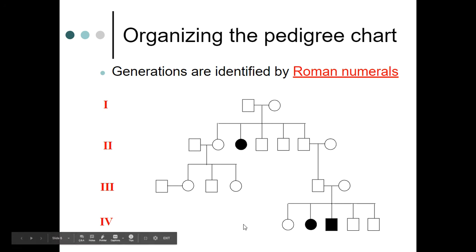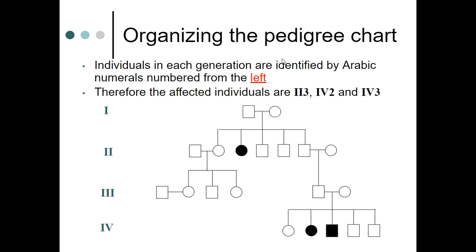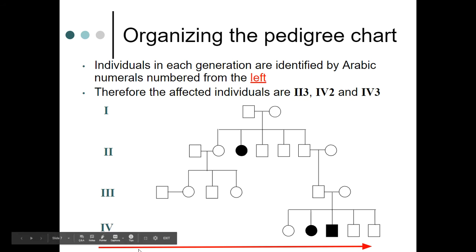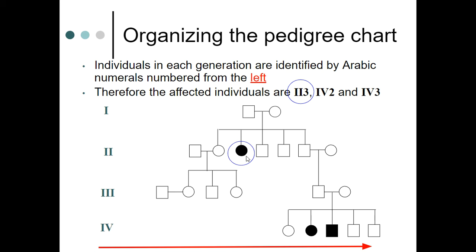So we've gone over the Roman numerals already. As far as identifying which person you're talking about, you basically are going to count from left to right. So basically, I have this arrow here to help you with that. And then notice that there's 3 individuals who have it. So if we look at Roman numeral 2, person 1, 2, 3, we know that that's one of the people we're talking about. That's another person. And then there's the 3rd person that we're talking about. So 2, 3, 4, 2, and 4, 3.